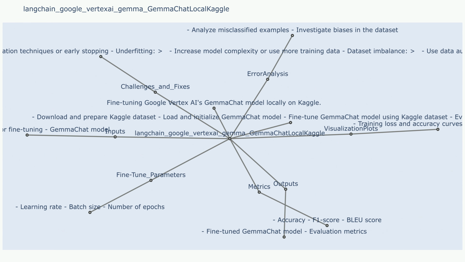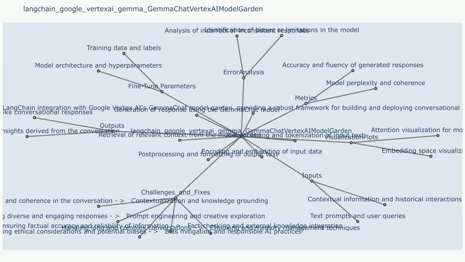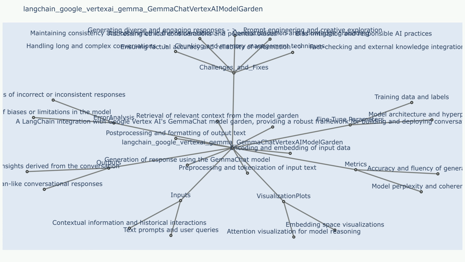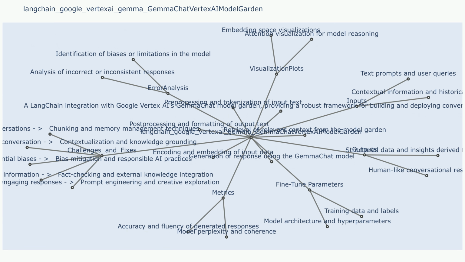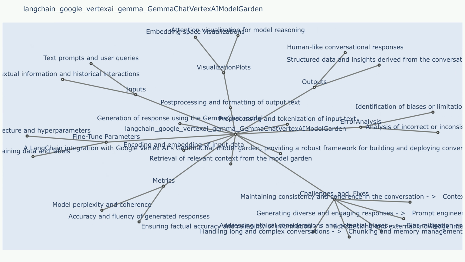LangChain. Google Vertex Gemma Chat, Vertex AI Model Garden. Description. Explain in detail. This Gemma model is a large language model (LLM) specifically designed for conversational interactions. It leverages Google Vertex AI to access and utilize the powerful capabilities of pre-trained LLM models, allowing for advanced natural language understanding and generation.